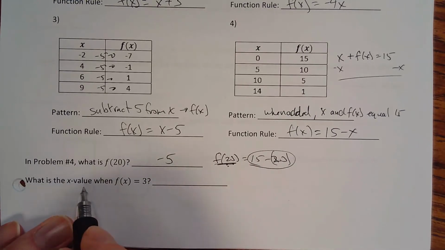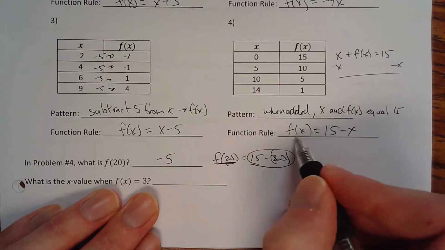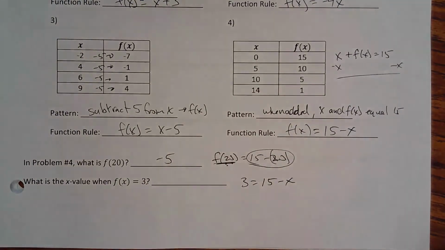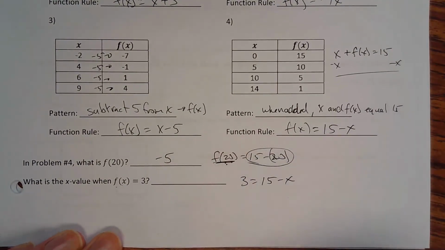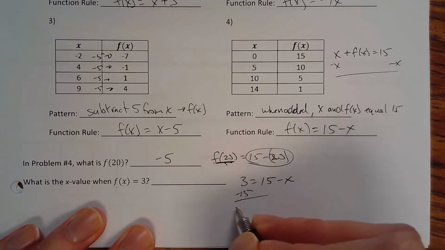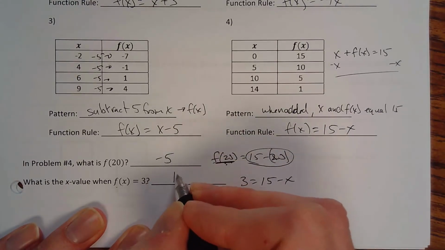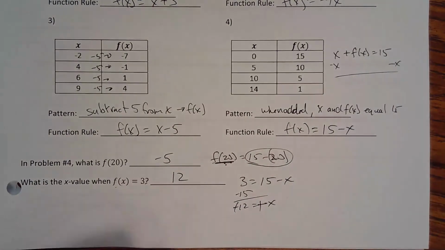Now it says, what is the x value when f of x equals 3? So if I take out f of x and I plug 3 in its place, this is what it's asking. Basically, instead of plugging in for x, you're plugging in for y, which is the f of x. So if f of x equals 3, take out f of x, put 3 in its place, and now solve for x. So if I subtract 15, that'd be negative 12 equals negative x. So x would be 12. Or they might be thinking, if f of x is 3, what do you add to 3 to get 15? It's 12. That's because we know when added, x and f of x equal 15.